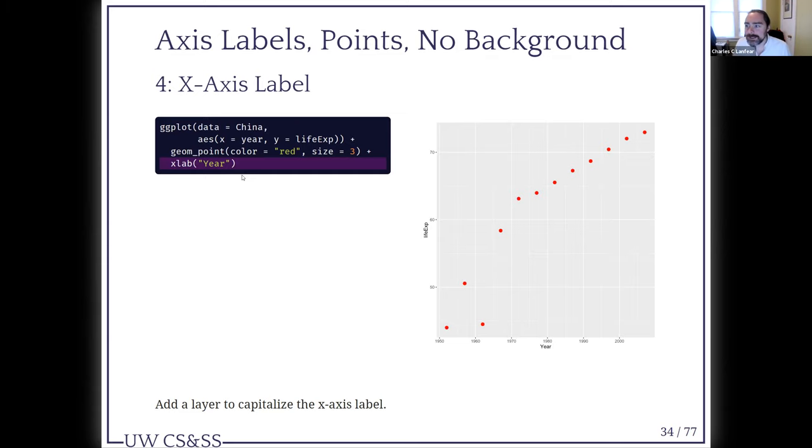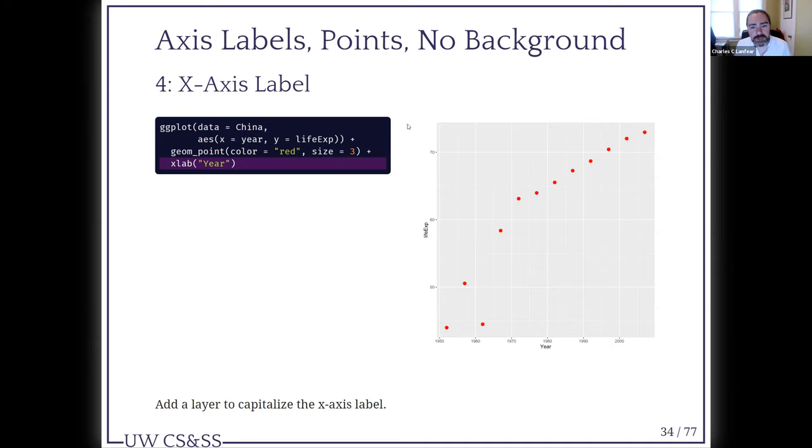No, the reason for it is AES is when you want to get the values from a variable in your data. If you just want to set it manually so it's the same across all of them, you don't put it in aesthetic, you don't put an AES, you just say what you want on the layer and it applies it directly to it. That's the difference with AES. AES is for mapping it onto the data. These things, red and size 3, aren't in our China object. We just set them right here.